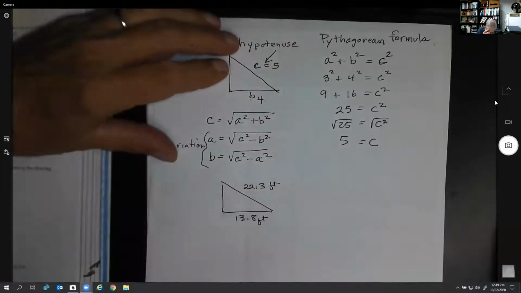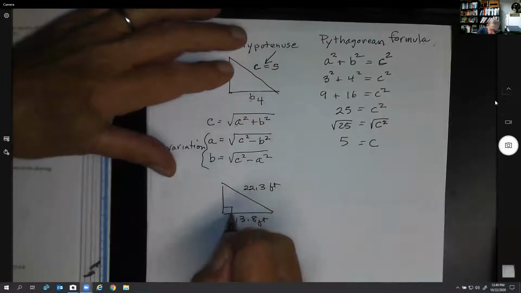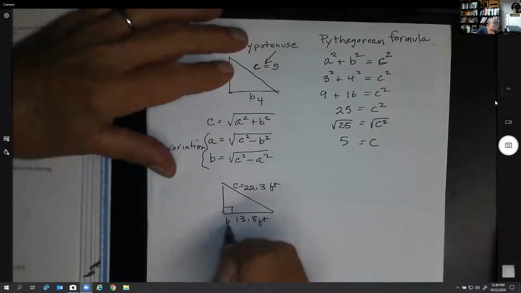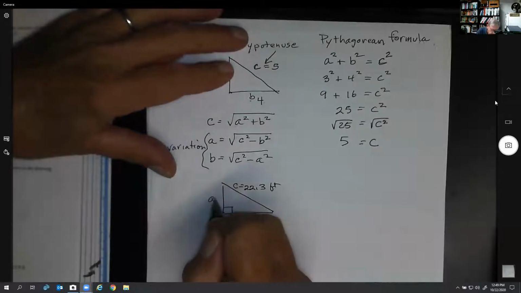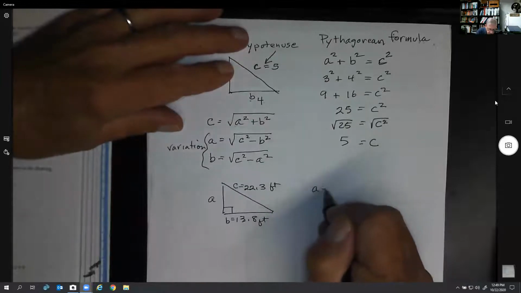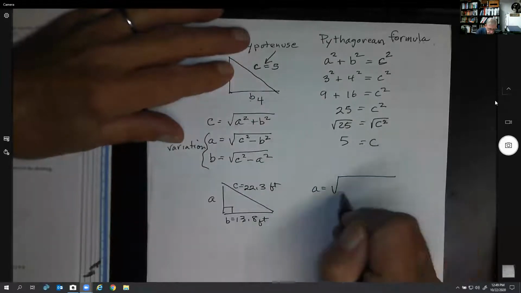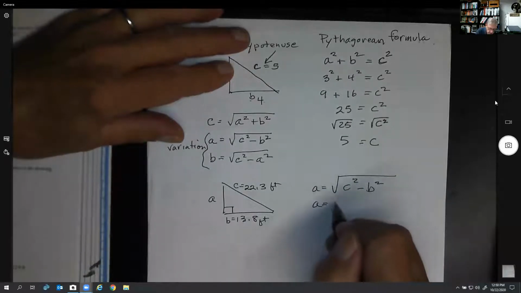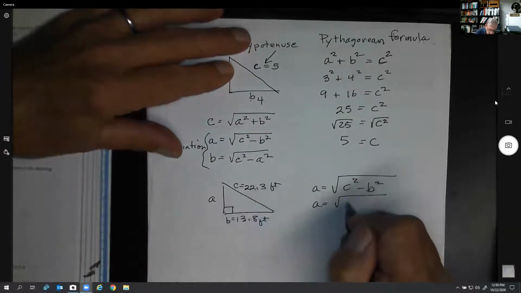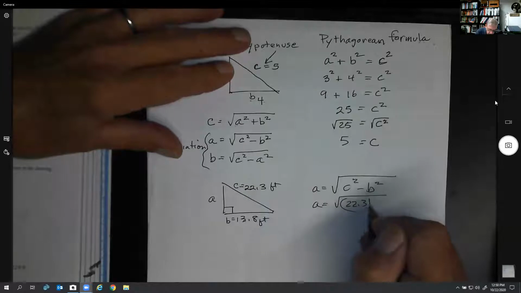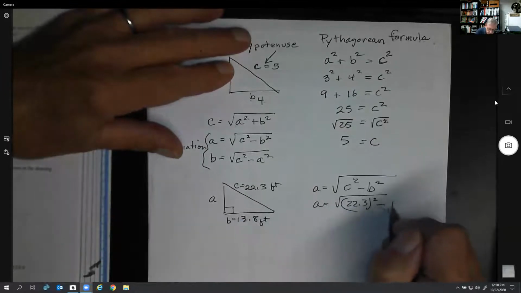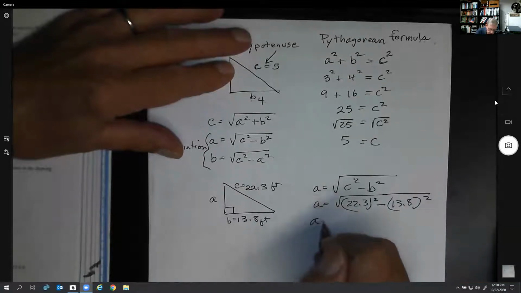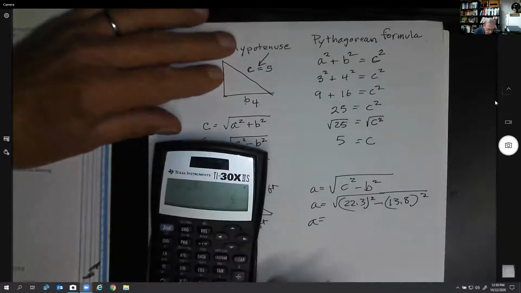Well, first of all, let's figure out what side it is. This is your right triangle. So this would have to be side C. This is the bottom, so we would probably call it B. So it looks like we're trying to find A. A is equal to the square root of C squared minus B squared. A is equal to the square root of C, which is 22.3 squared, minus B, which is 13.8 squared. A is what? Well, let's square 22.3.